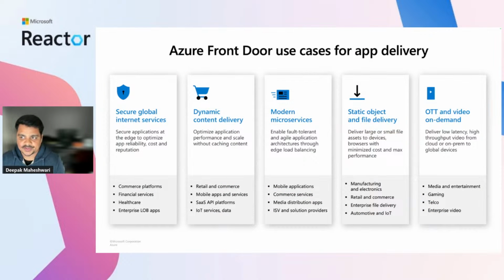Now, some of the use cases which Front Door unlocks. Front Door provides secure global internet services. It adds all the security capabilities like DDoS protection, web application firewall, and bot protection. All those capabilities are applied at the edge, which means your content is in the backend, and if there's malicious traffic coming in, it will be stopped at the edge itself.